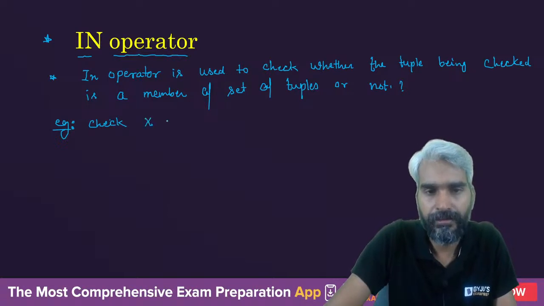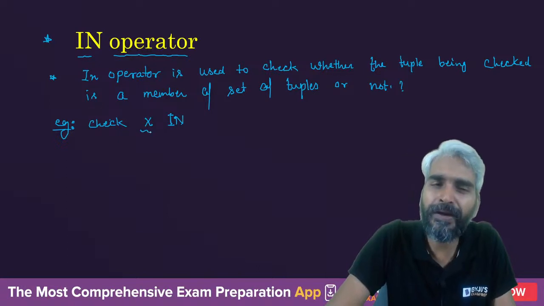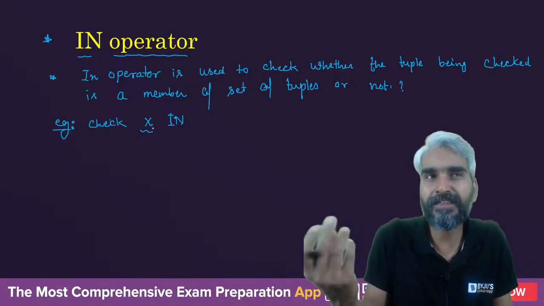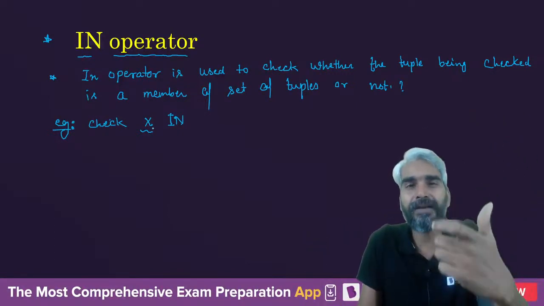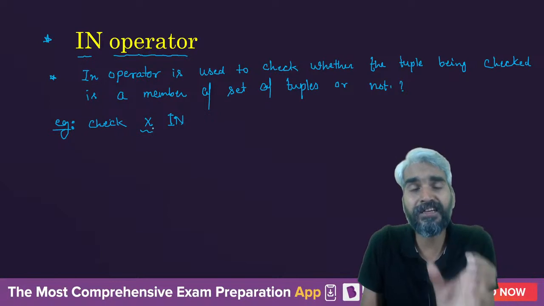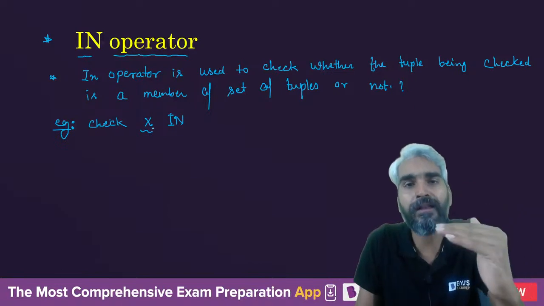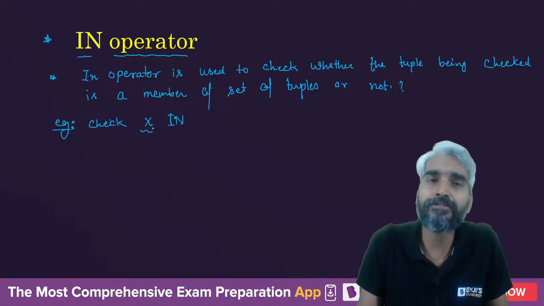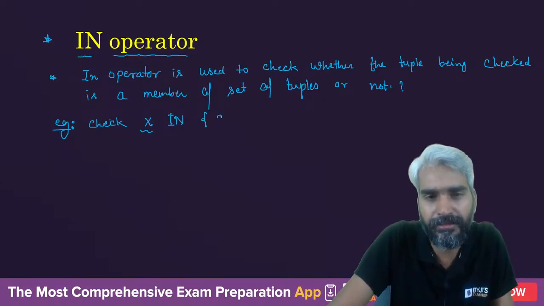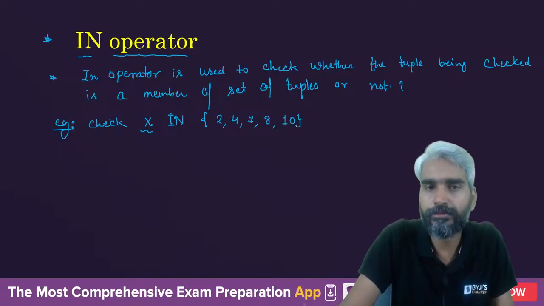Check x in. So this is a particular tuple. So for our understanding, we are looking that okay, x is a single value, but just try to understand that all the tuples are the element. So the complete table is a set, and each tuple of that relation is the elements of that set. So you are actually trying to say x in, let's assume a set of tuple is 2, 4, 7, 8, 10. Yes or no? So this is something like this.